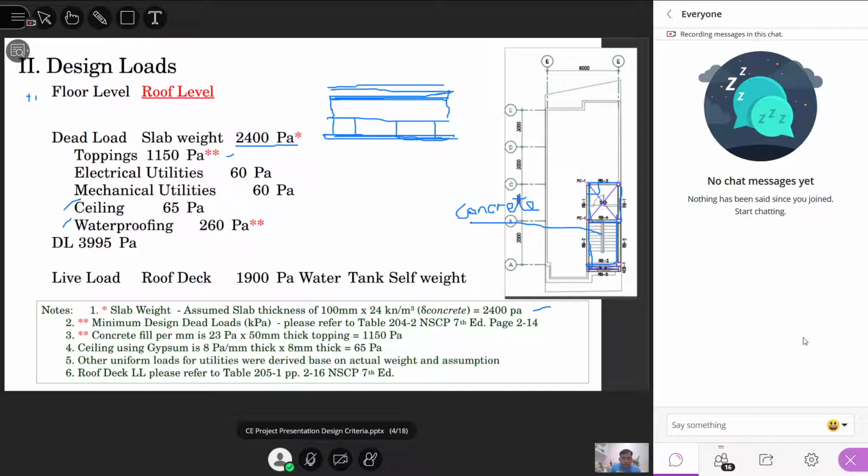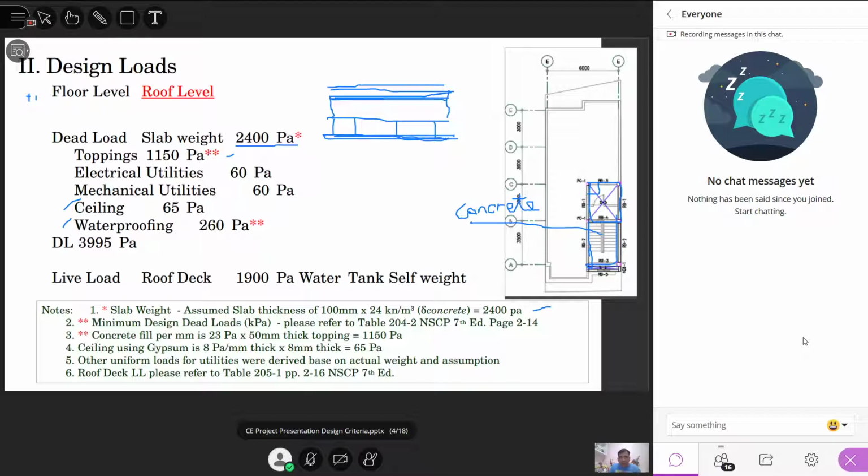So, itong mga loads na binigay ko sa inyo, ito na yung mga loads na ginagamit ko when I was doing a design. Okay? Kaya even after this subject, you can utilize or you can use all these loads for your design. Intindihan nyo? Again, that is simply for the roof deck.